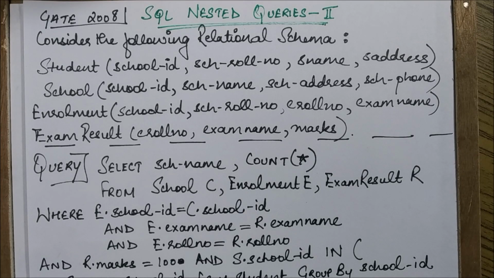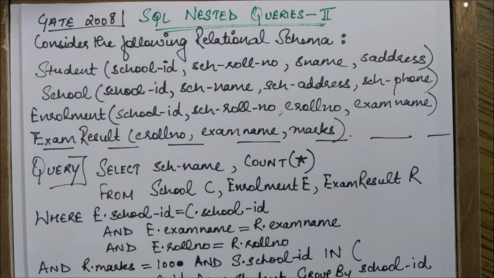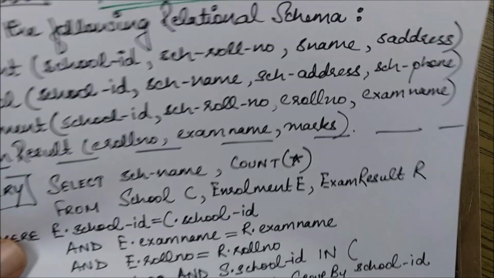Hello friends, in this session we are going to take up another SQL nested query question, and this one is from GATE 2008. So again we have a school student scenario in which we have four tables or four schemas: the student schema, the school schema, the enrollment schema, and the exam result schema. The attributes are given over here, and they've not mentioned the primary keys since none of the attributes are underlined. So we assume that we do not require the primary keys to be known in this situation, and the query is given to us as this.